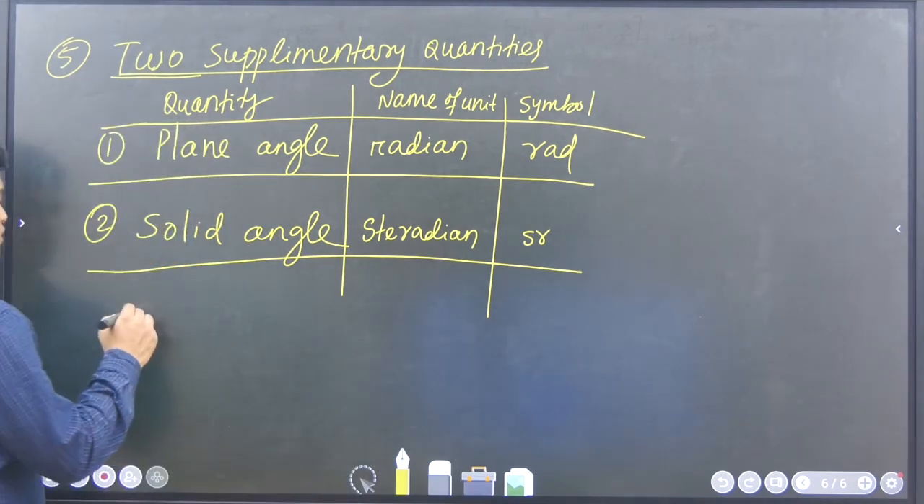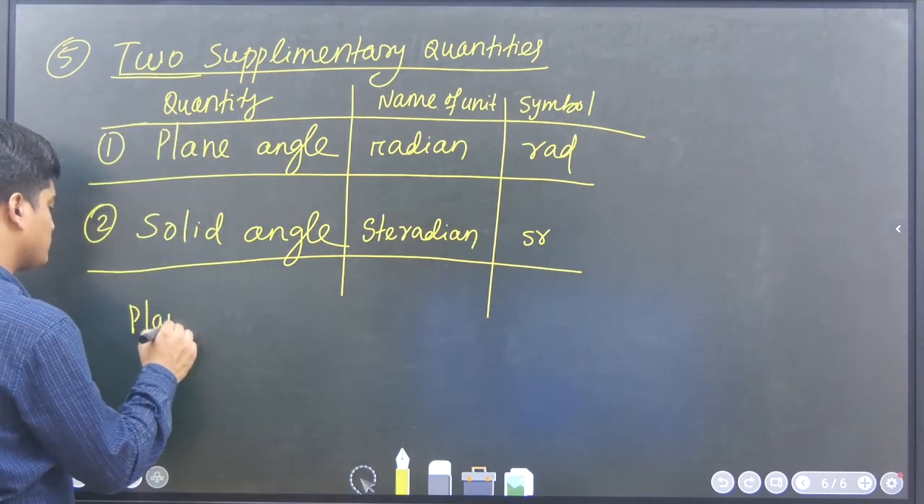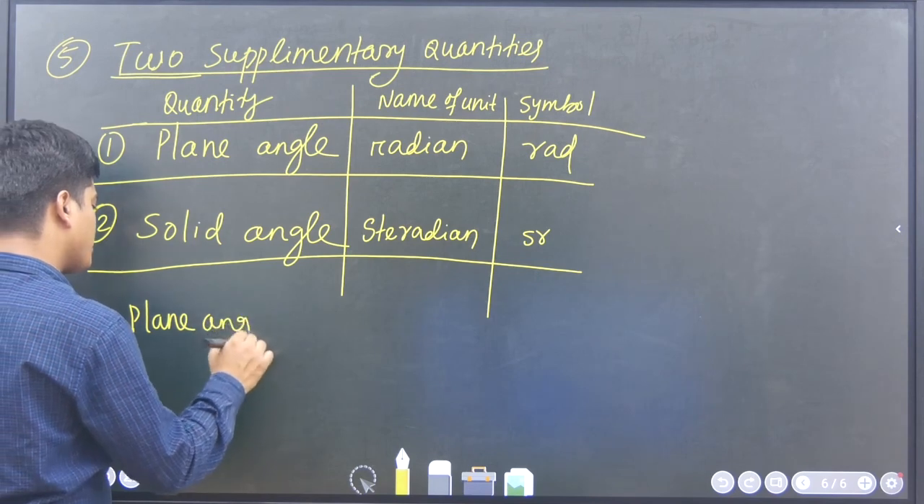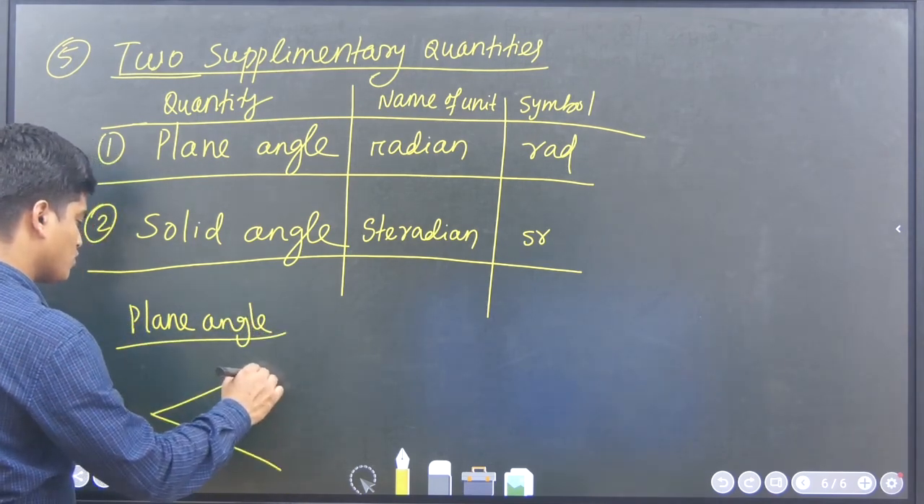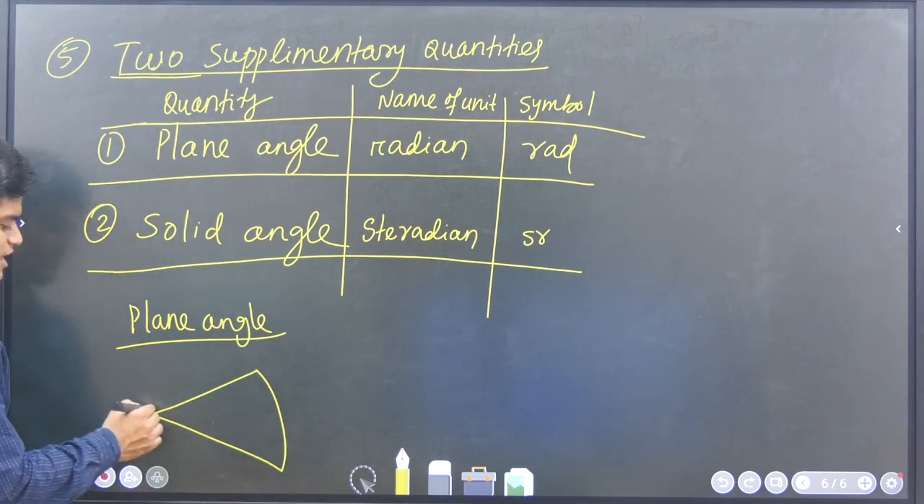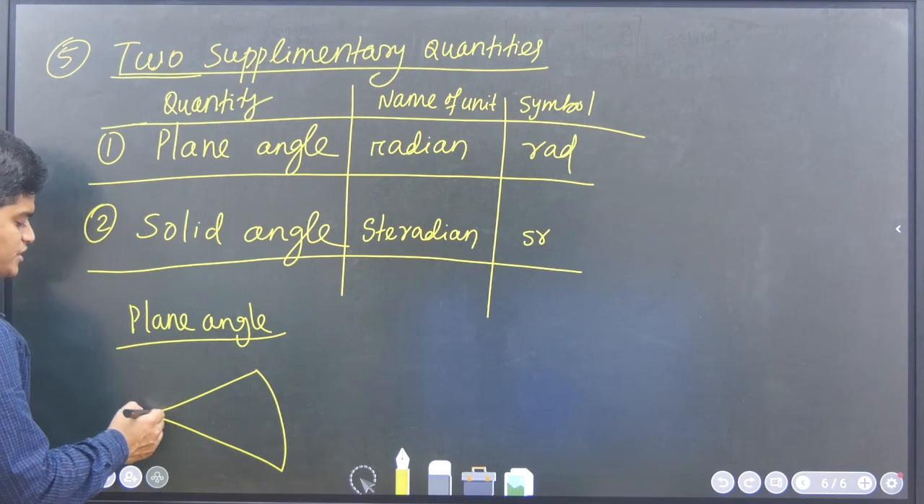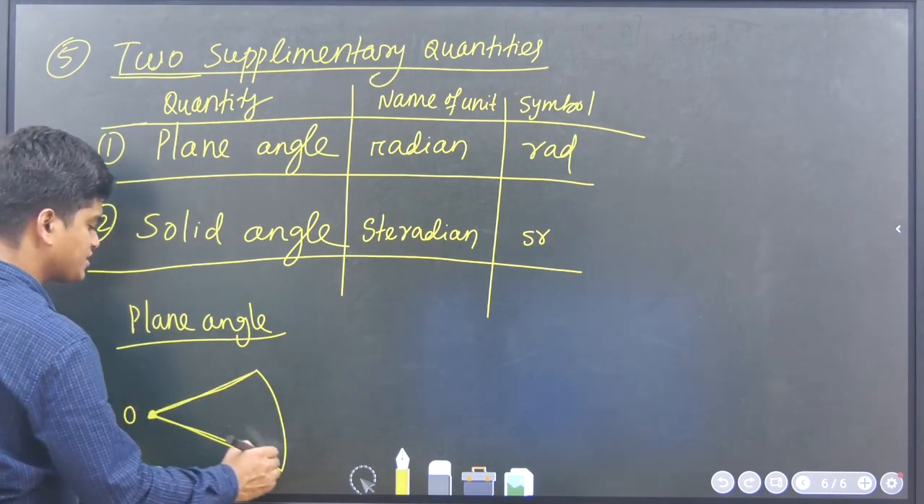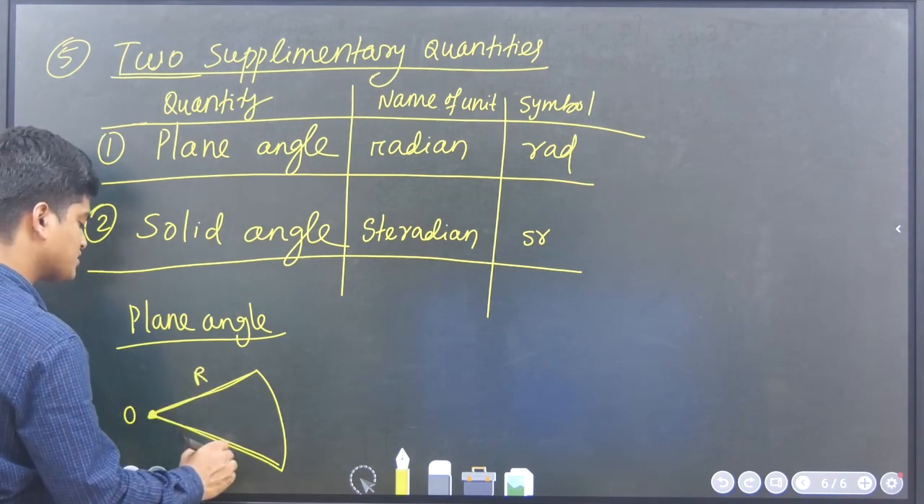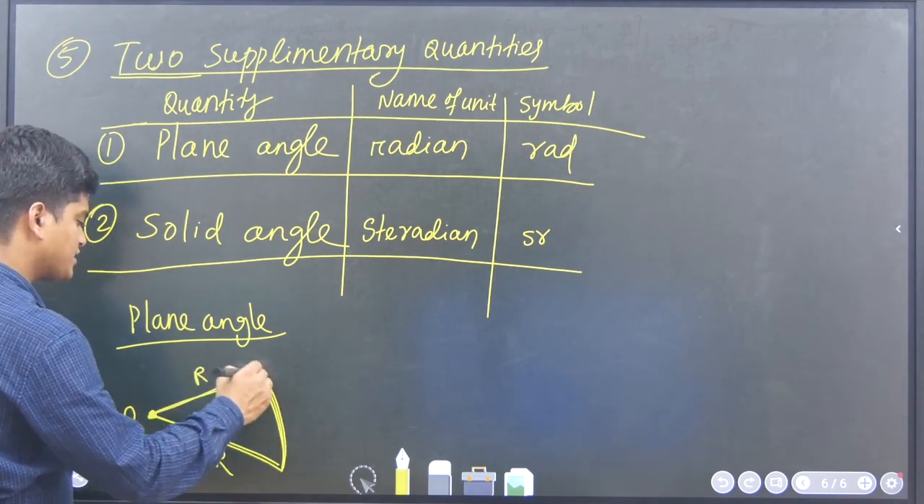Now understand what a plane angle is. A plane angle means the angle formed in a plane. Here one plane is there, in this plane there is a center O, and from here to here the distance is r. And here there is an arc of length r. This is called what?